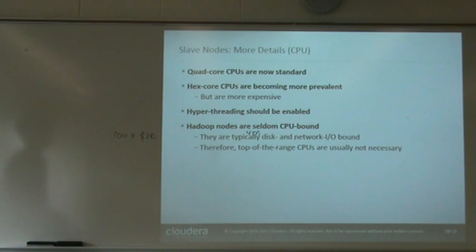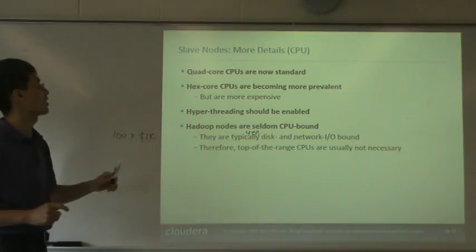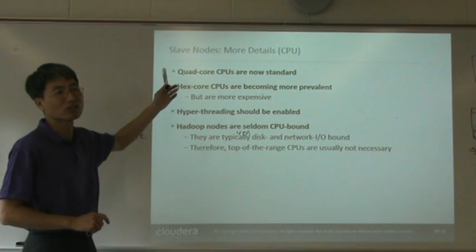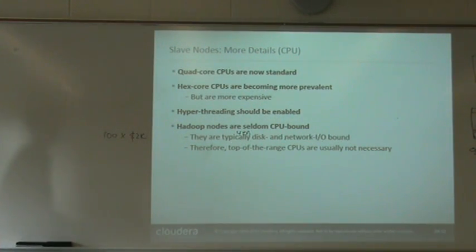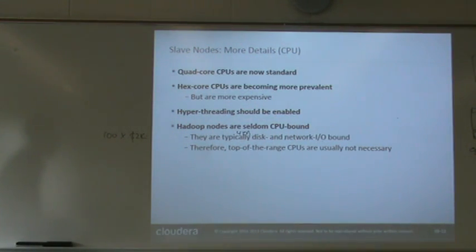For a little bit more detail about the CPU, the dual core is working well, and the quad core too, because nowadays even the personal computer uses quad core. Anyone who has a laptop with a quad core? Yes. So even the personal computer has quad core. Hex core, sometimes somebody says it's just expensive and you cannot get the benefit of the hex core. Definitely hyper-threading should be enabled, or AMT in the Intel.